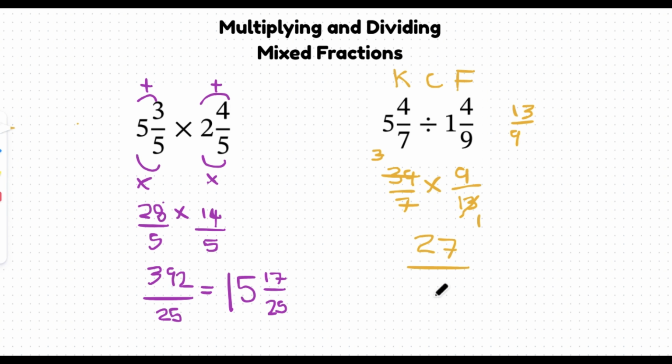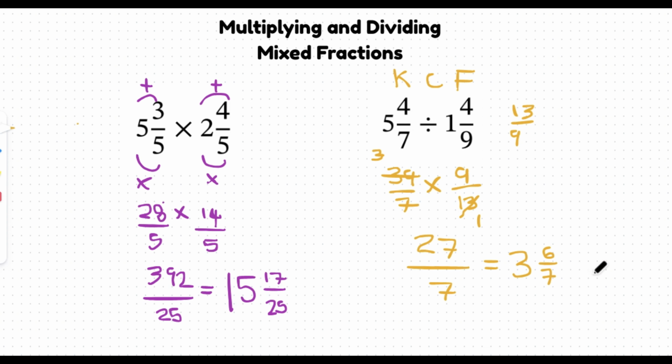all over 7. So we are back at that improper fraction that we want to convert into a mixed number. Then we ask ourselves, 7 goes into 27 how many times? 7 goes into 27 3 times. 7 times 3 is 21, with a remainder of 6 over 7.